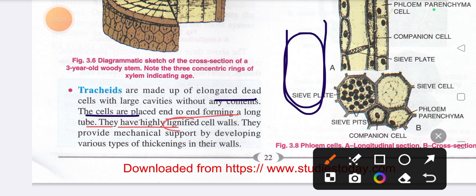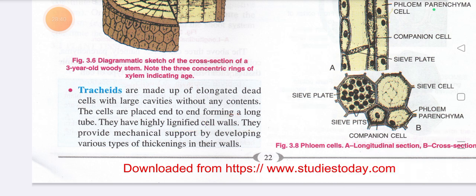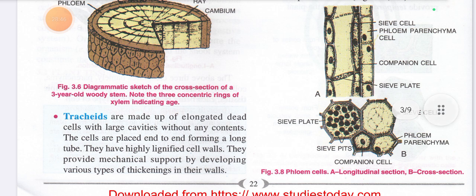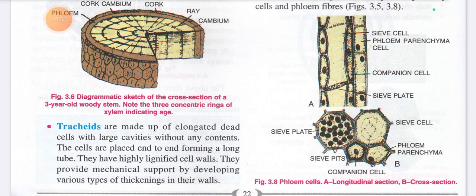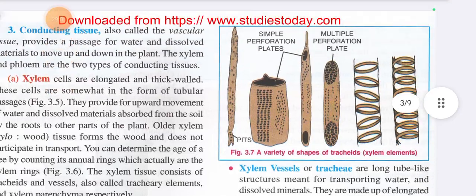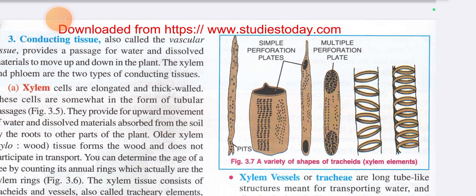Just now I told you that lignin is one substance which is secreted in a large amount. So the cell walls have lignin. They provide mechanical support by developing various types of thickenings in their walls. So what is the use of tracheids? They have large cavities, and they give support to the plant by thickening the bark. Like here you can see this brown color, it is very thickened. Why? Due to the deposition of lignin. Okay, so variety of shapes of tracheids. See, they are also found in various shapes.